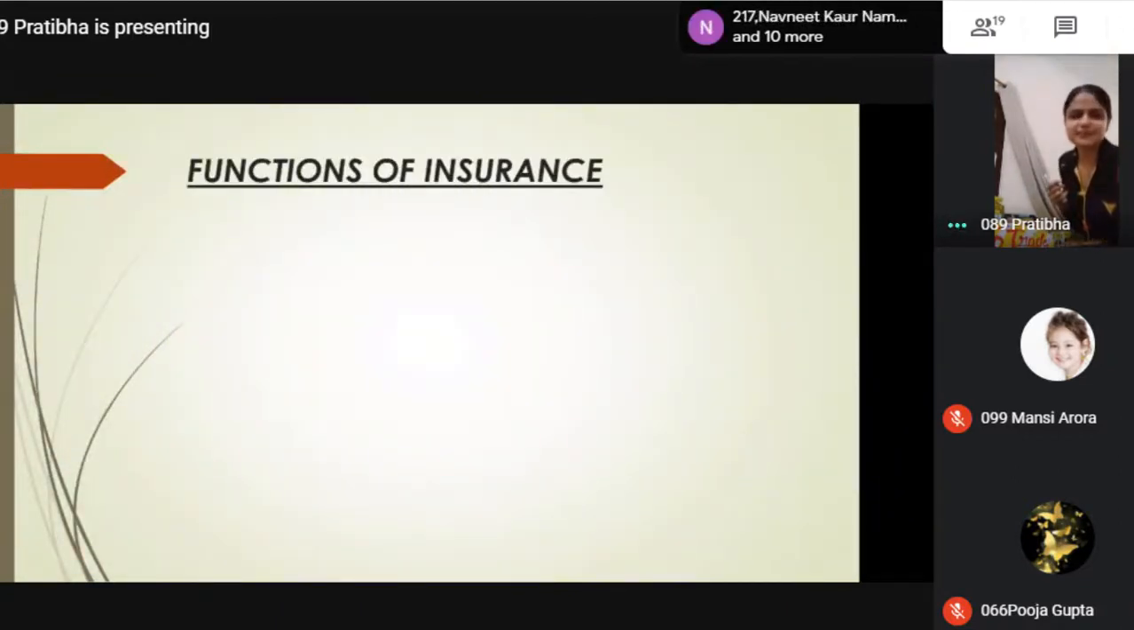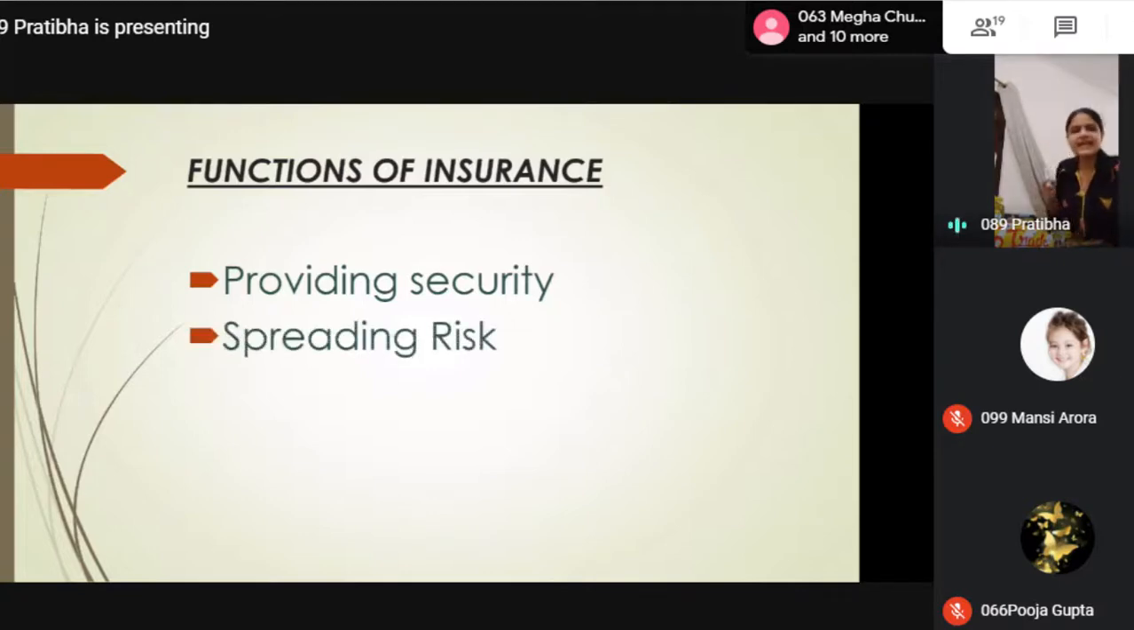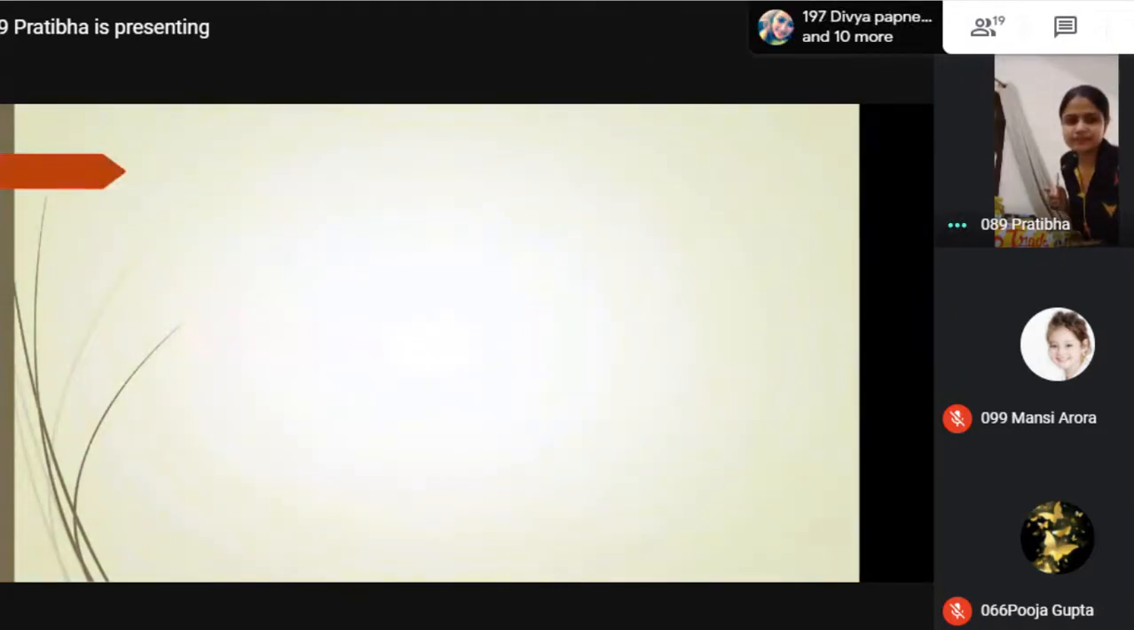Functions of insurance. First is providing security. Insurance provides security. It covers the loss against the insurance policy. Which insurance policy? On the goods we have taken the insurance policy. The insurance company identifies that risk. Next is spreading the risk. By taking the insurance policy, our risk is spread between the various persons who have already taken that policy. This is the basic principle of insurance.